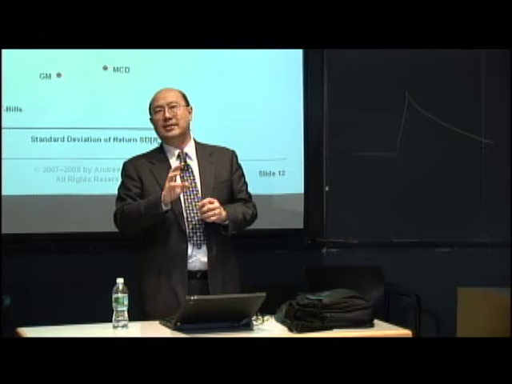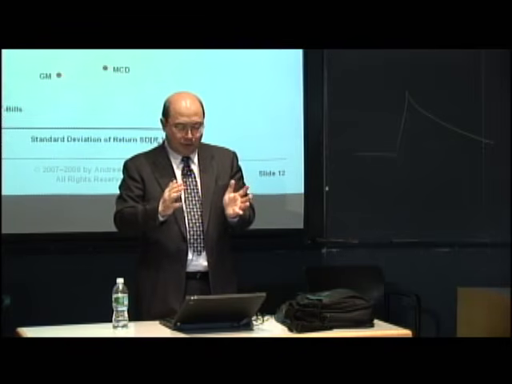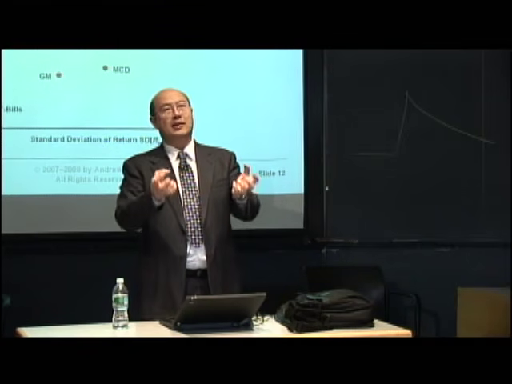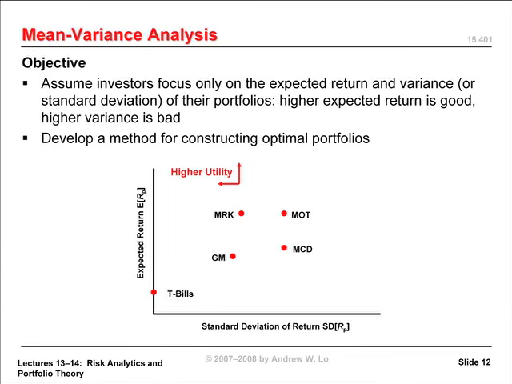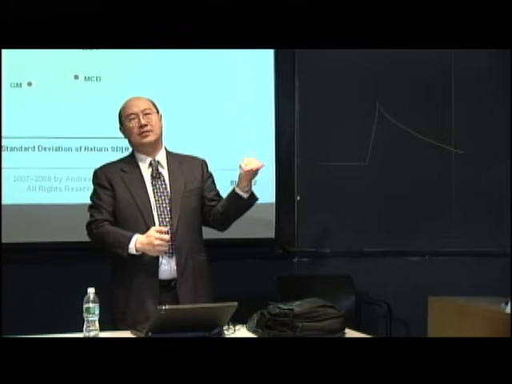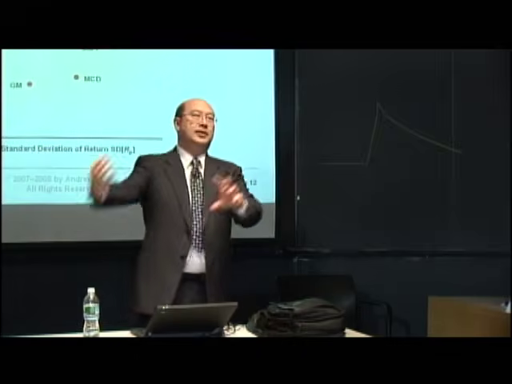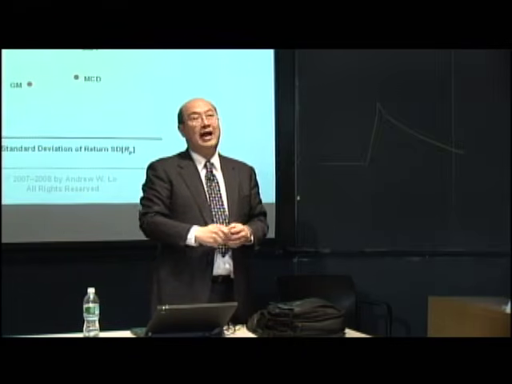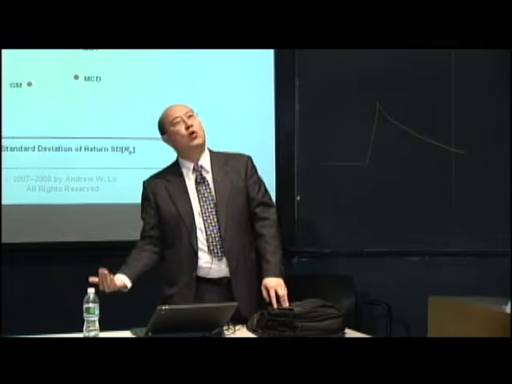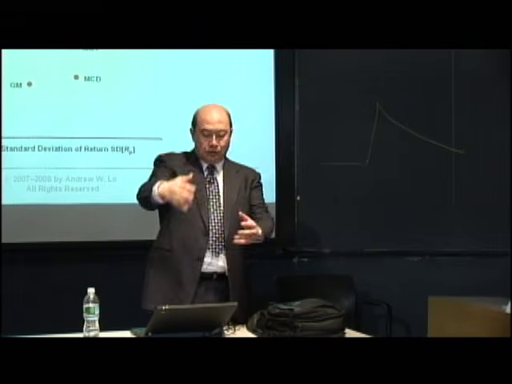Now, since we're almost out of time, I want to just tell you where we're going. What we're going to do is look at this graph and ask the question, what do people want? They want higher return, they want to go north, and they want lower risk, they want to go west. So the northwest is where we're going to be heading in this graph. And the question is, how can we get there? How can we get as northwest as possible using these securities?